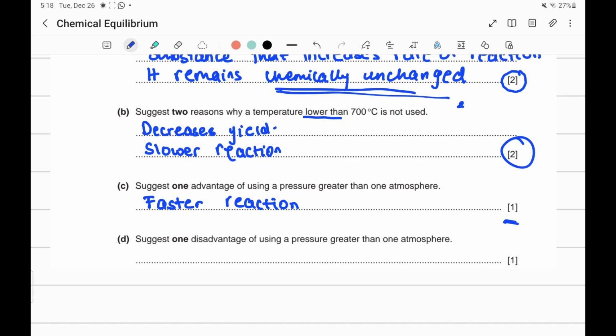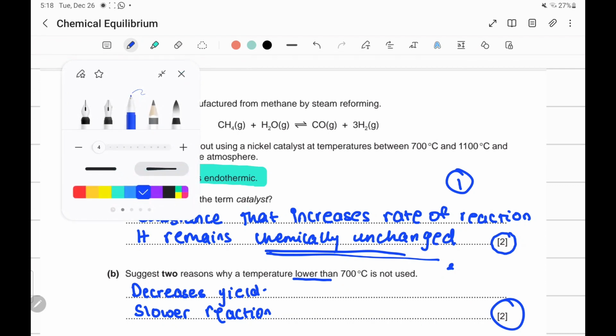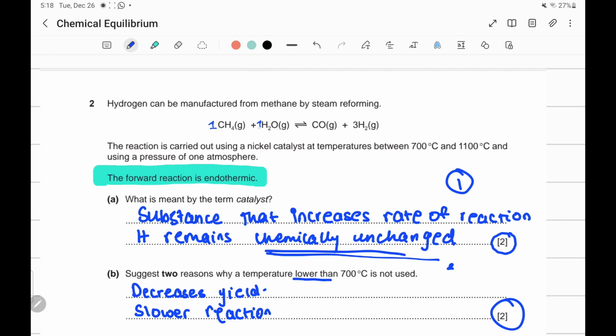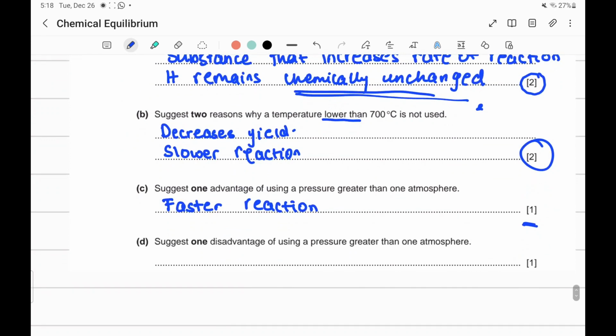So just one disadvantage of using pressure greater than 1 atmosphere. Let's look at the amount of moles that we have on each side. So 1, 1, that gives us 2 total on the reaction side. 3, 1, that gives us 4 total on the product side. Now, if we increase the pressure, by the way, this might confuse a few people when they say greater than 1 atmosphere. It does not matter. The number that they have mentioned does not matter. What they really care about and what they mean over here entirely is that you are increasing pressure.